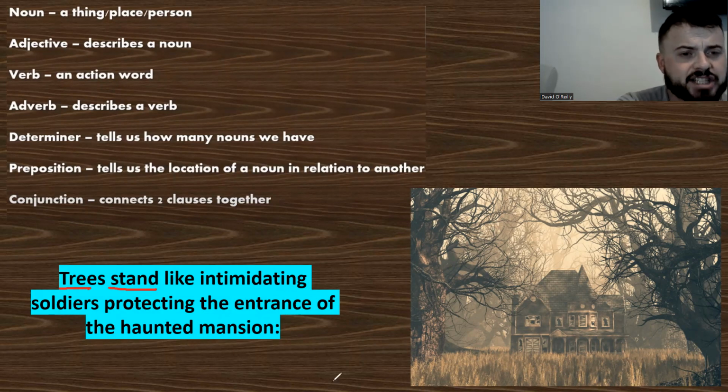And I can see that I've got adjectives. I can see that I've got another verb. I can see that I've got a preposition. I can see I've got a determiner. I don't have conjunctions, but we don't have to use every single word class every single time.